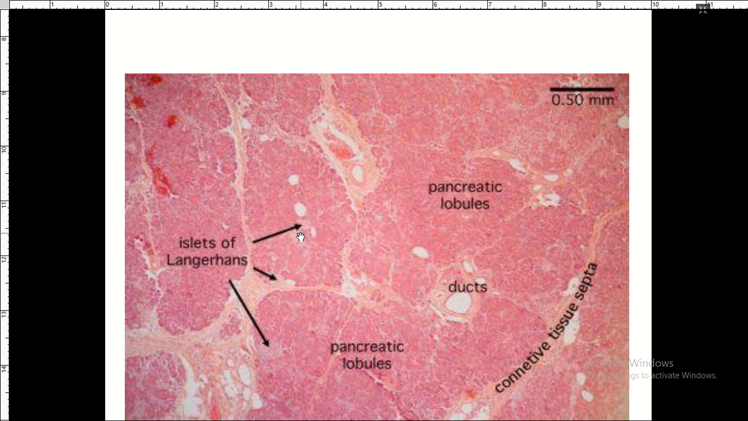And then you're going to also see some clusters of the islets of Langerhans, which is actually pale staining as compared to the other portion, like here. You can actually see here, another one here, another one here. These are clusters of the islets of Langerhans, endocrine function.